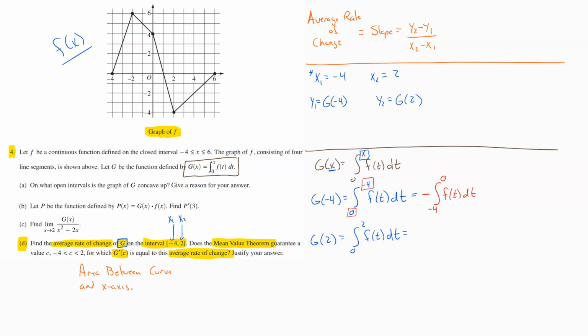Now what I'm going to do is come over and look at the graph from -4 to 0. So -4 is there and then 0 is there. What I'm trying to do now is find the area of all of that shape through here. You're going to be using your standard geometric formulas for areas.